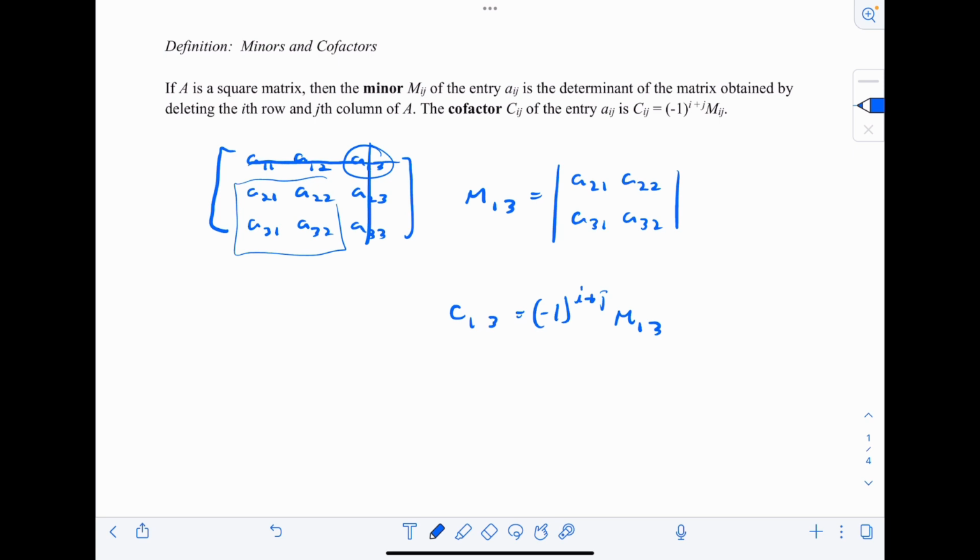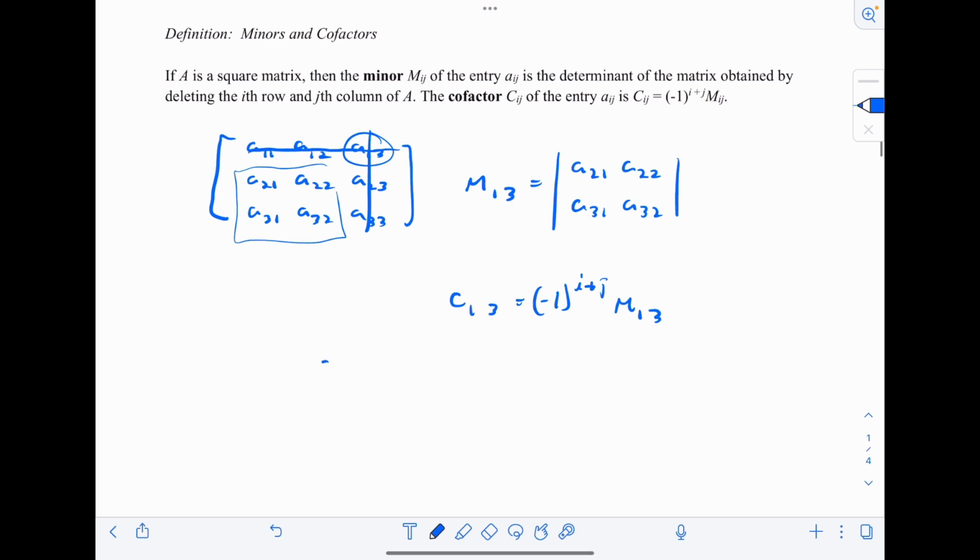So we find that determinant first, that's our minor, and then we multiply that by negative 1 to the power of the sum of the row and the column that the entry is in. In essence, what this cofactor is doing is just taking the determinant and either keeping the sign or making the sign opposite based on where that entry is in the matrix. So another way to think about this is if i plus j is obviously positive, then it's going to be a positive 1. It'll keep the sign that it had.